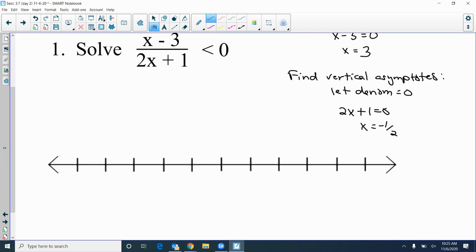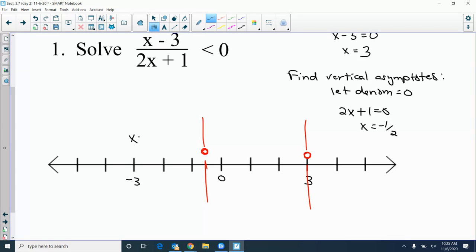So 1, 2, 3, 4, 5. I'm going to let that be 0, and I'm just going to go by ones. Let that be 3 and -3. So 3 is a point, and I'm actually going to put an open dot there because I can't use that one, and -1/2 is a point. And put an open dot there. Since it's just less than, I can't use either point. But those are how I divide my number line up.